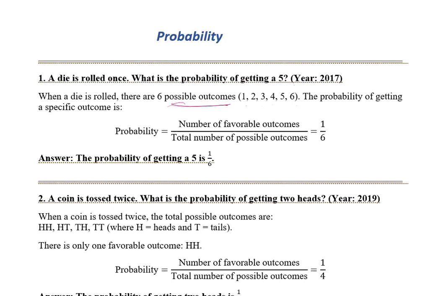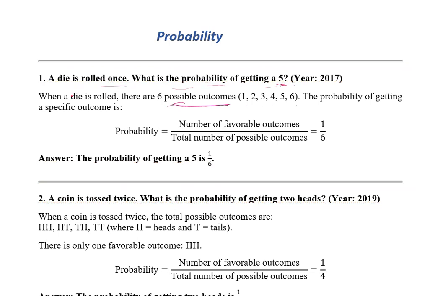Today we are going to revise the most important questions of probability from the board point of view. Let us move to question number 1. A dice is rolled once. What is the probability of getting 5?